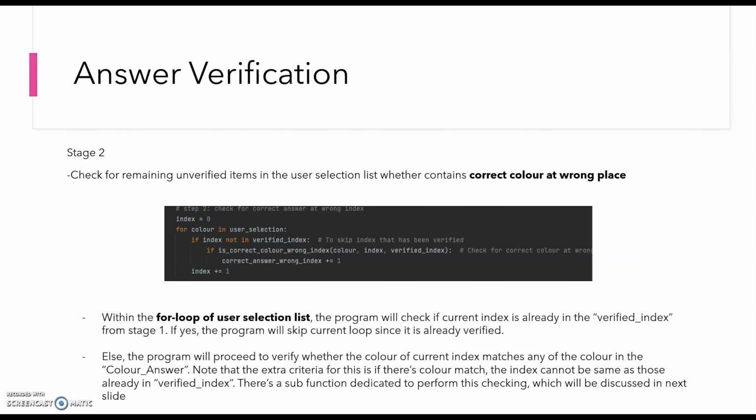Stage 2. Check the remaining unverified items in the user selection list for whether they contain a correct color at the wrong place. Within the for loop of the user selection list, the program will check if the current index is already in the verified index from stage 1. If yes, the program will skip the current loop since it's already verified. Else, the program will proceed to verify whether the color of the current index matches any of the colors in the color answers. Note that the extra criterion is that if there is a color match, the index cannot be the same as those already in the verified index. There is a sub function dedicated to performing this check, which will be discussed in the next slide.